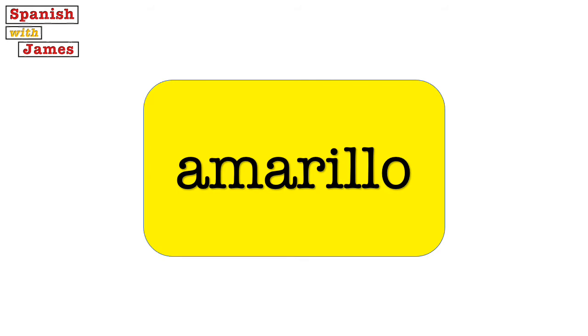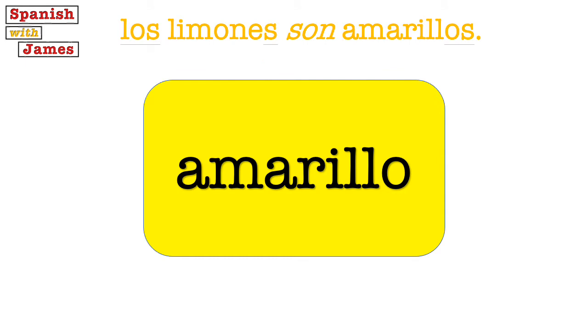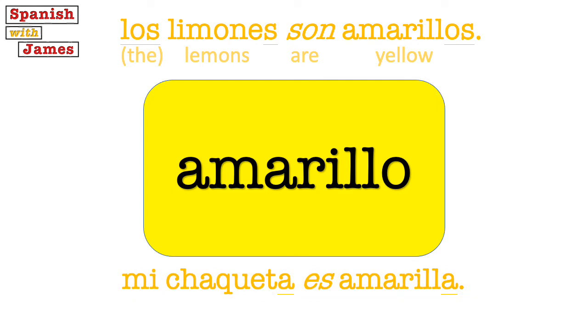Amarillo, amarillo, which means yellow. Los limones son amarillos. The lemons are yellow. So here we're using a masculine plural word, limones, so we gain an S on amarillo. If we use amarillo with a feminine noun, like chaqueta, meaning jacket, it goes to amarilla. Mi chaqueta es amarilla. My jacket is yellow.